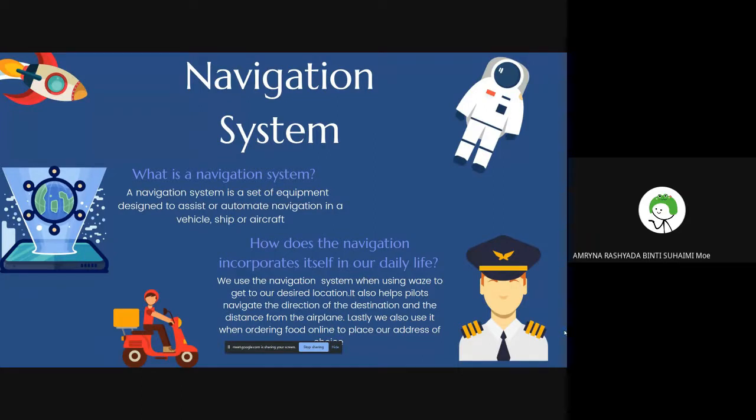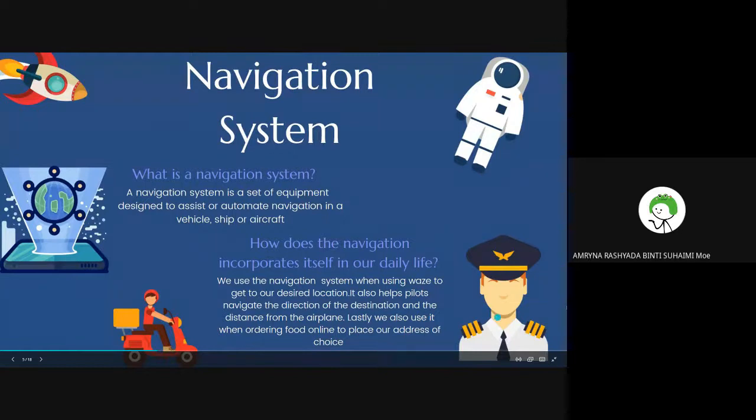We use a navigation system when using Waze to get to our desired location and also helps pilots navigate the direction of the destination and the distance from the airplane. Lastly, we also use it when ordering food online to place our addresses online of choice.